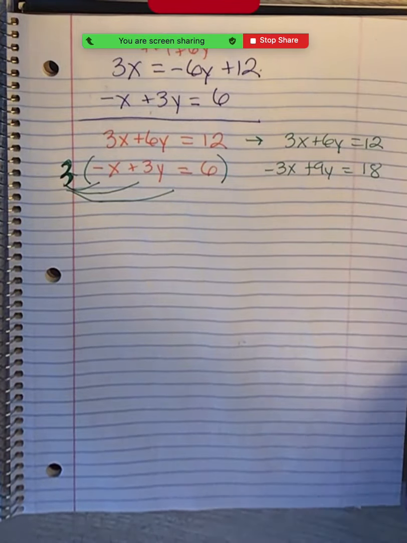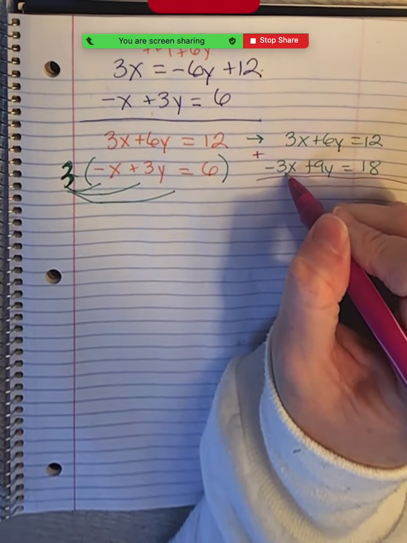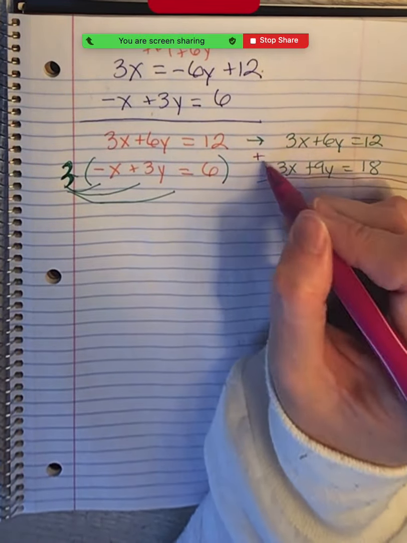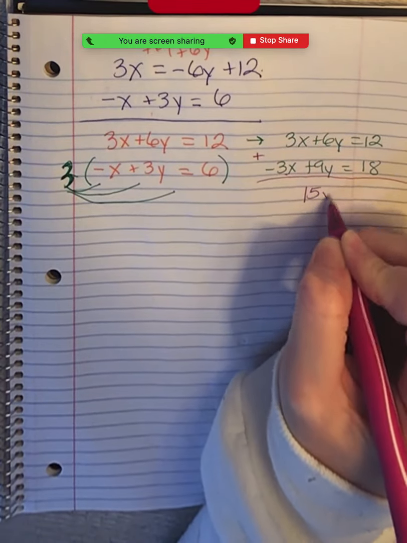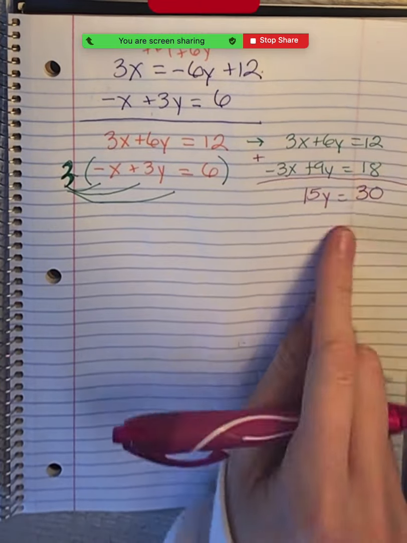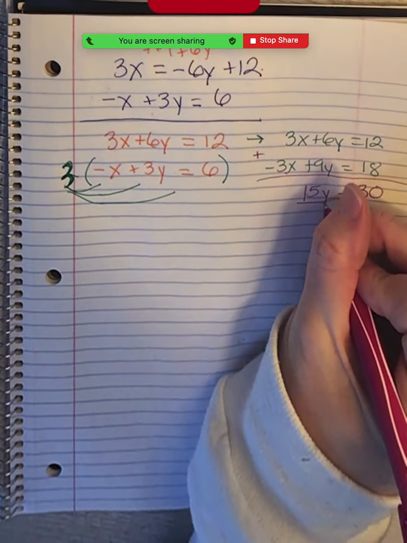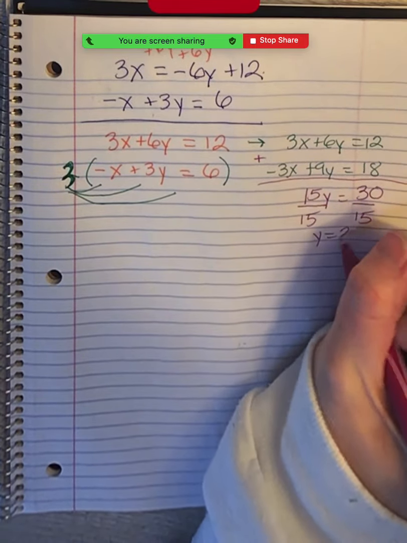Okay, then I'm going to add those together. So 3x plus -3x is 0. 6y plus 9y is 15y. And 12 plus 18 is 30. One equation with y left, so divide by 15. And I get y equals 2.